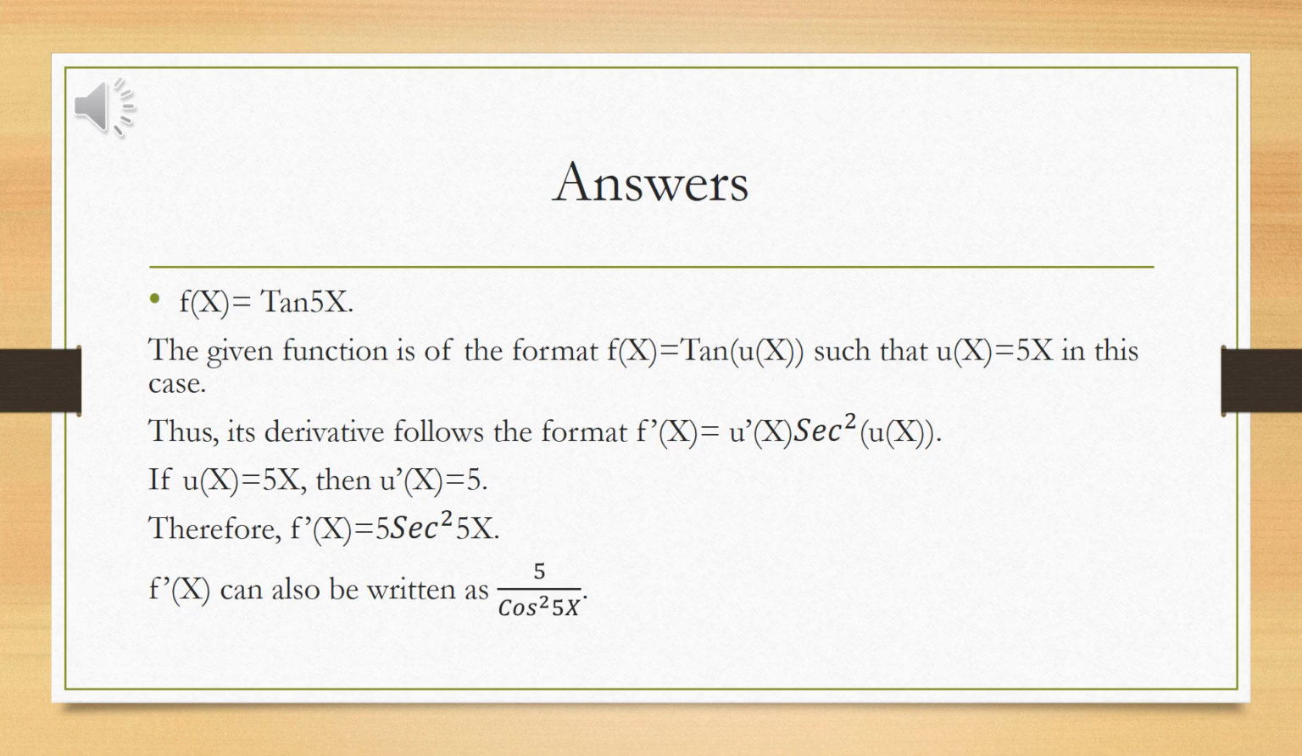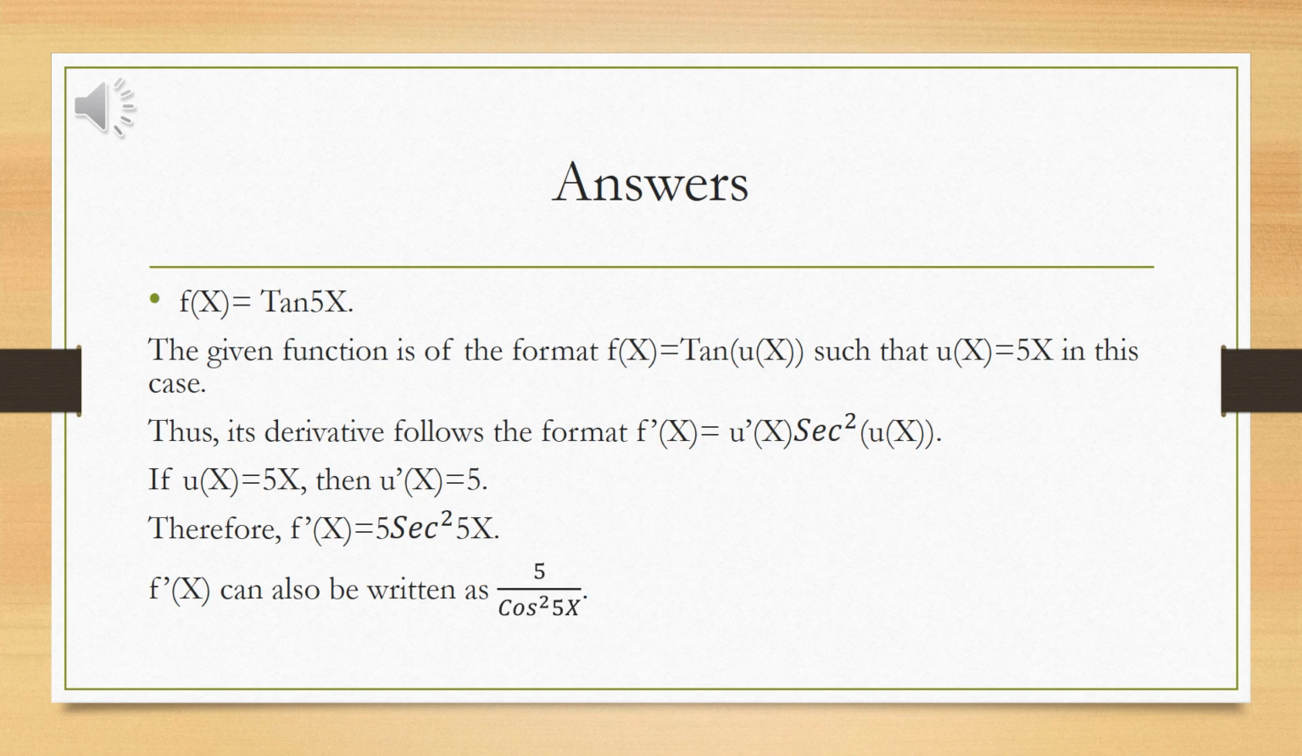F of x equals tangent 5x. The given function is of the format f of x equals tangent u of x, such that u of x is 5x in this case. Thus, its derivative follows the format f prime of x equals u prime of x secant squared u of x.